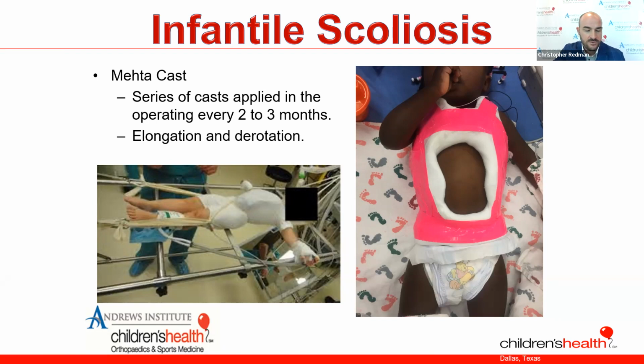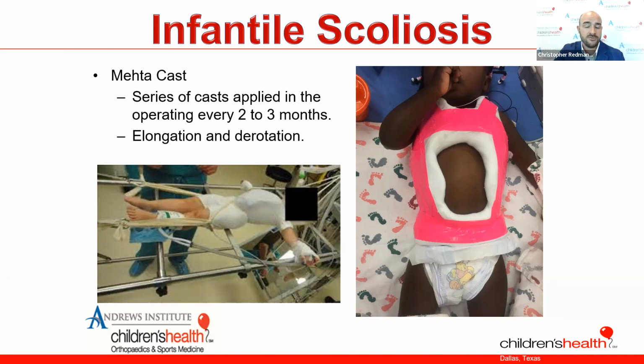Now, in more recent studies, there was a multi-center study that looked at multiple hospitals and a large group of patients that underwent serial casting, and they demonstrated only about 50% of patients that failed observation improved with casting. So maybe not quite as good as we thought for Dr. Mehta.